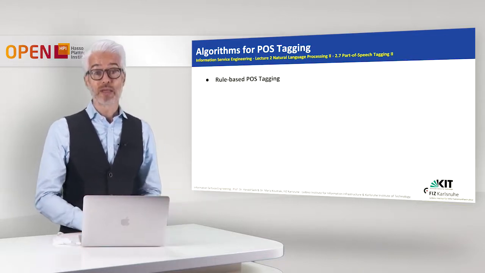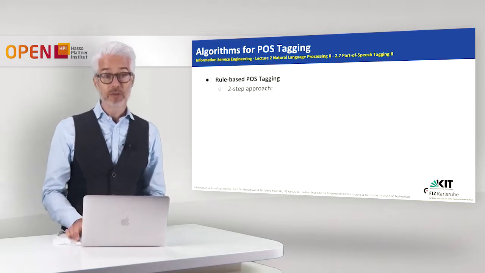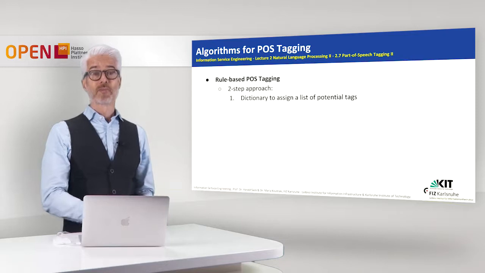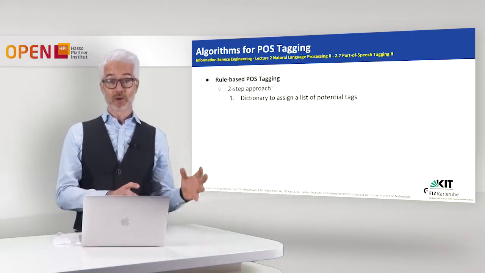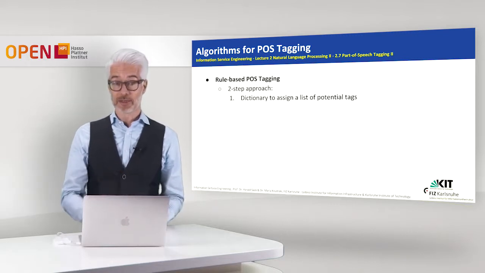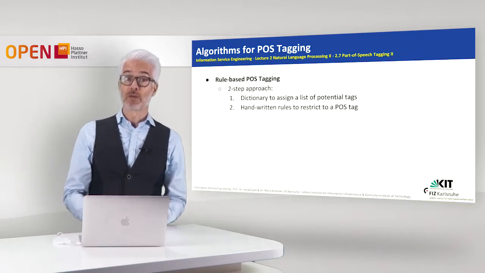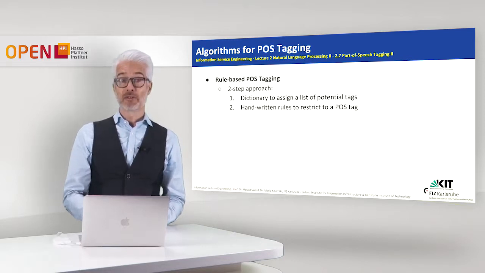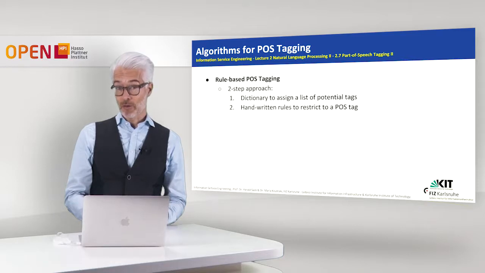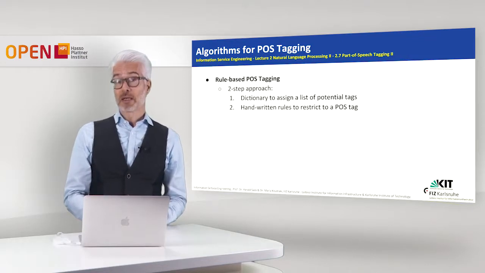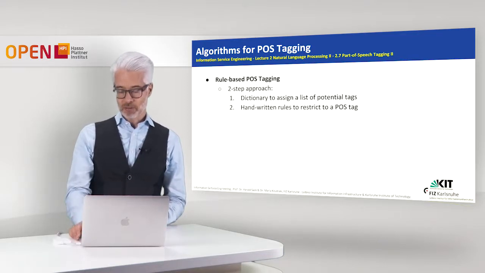First of all, there are so-called rule-based POS tagging algorithms. They usually come in a 2-step approach. It works in the following way. First of all, you use your dictionary and assign a list of all potential tags to all of the words. This is something we already did in the previous example. And then you have handwritten or manually authored rules to restrict to a specific POS tag. So for example, you say after a determiner, most likely there is an adjective to come or there is a noun to follow. So this would be a handcrafted rule. This might work very well, but of course there might come situations that you haven't thought of, and then you don't know what kind of rule to apply and whether this fits or not.